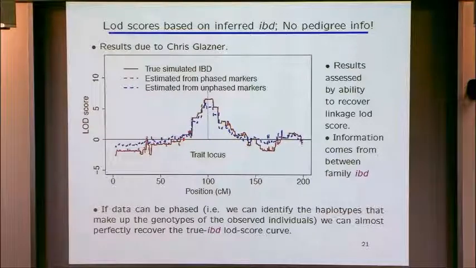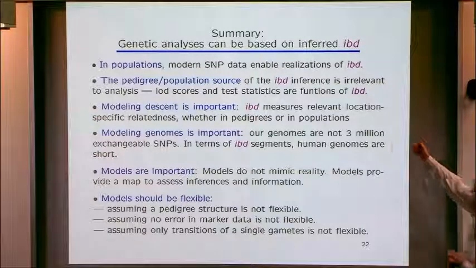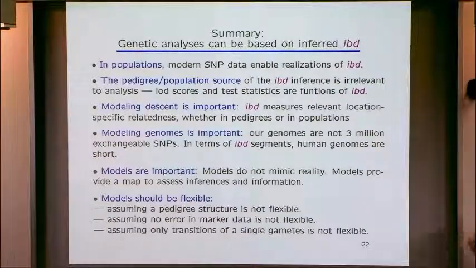I think that's the story. And I guess the conclusion is that in the modern world, we really can base our genetic analysis on inferred IBD, because we can get these realizations of the IBD given our SNP data. And whether you're talking about pedigrees or populations, all your test statistics, whether it's an association test, or a LOD score, your IBD-based test statistics, they're all just functions of the IBD.